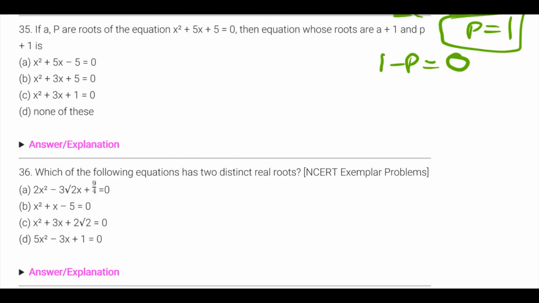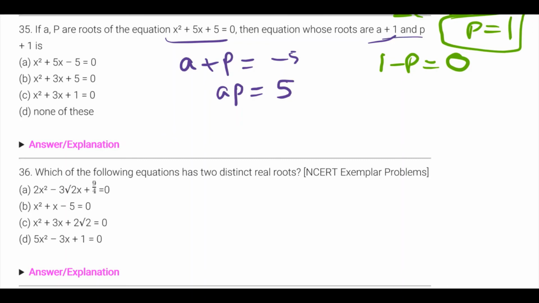Next 35th one. If a, b are roots of the given equation, then the equation whose roots are a plus 1 and b plus 1 is. So for this, sum of the roots a plus b equals to minus 5 and a into b equals to 5. And the equation whose roots are a plus 1 and b plus 1.